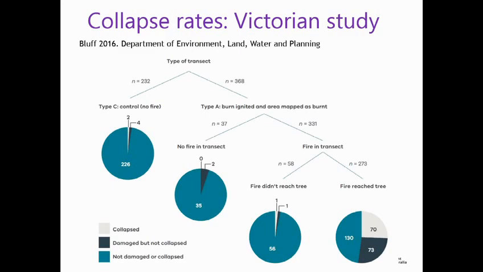This is a bit of a complicated figure. You really only need to concentrate on this pie graph here. This pie graph represents all of the trees that they had at different sites that were subject to prescribed burns. Those are the trees that fire actually reached the base of. Of those, about 25% of them collapsed and about 25% were damaged in some way. So again, pretty significant figures.